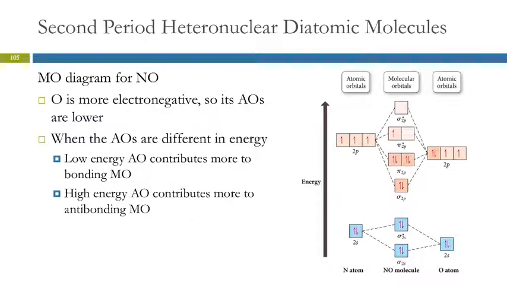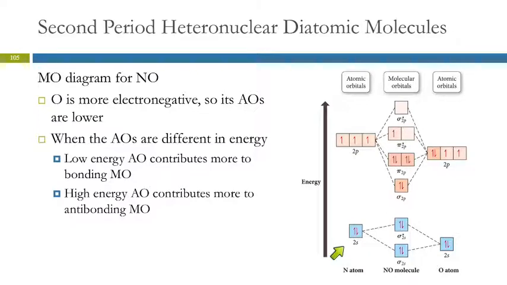Because that's what it actually does. I don't expect you to know that or be able to predict that. I'm just acknowledging that this is something I'm not explaining to you. So the lower energy atomic orbitals contribute more to the bonding molecular orbitals. The higher energy ones contribute more to the higher anti-bonding molecular orbitals.